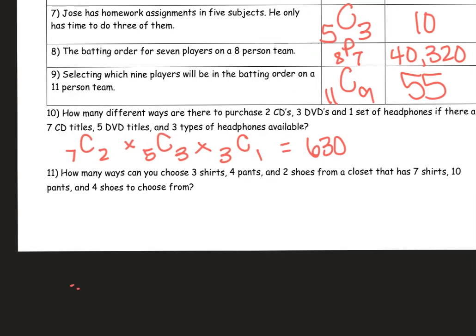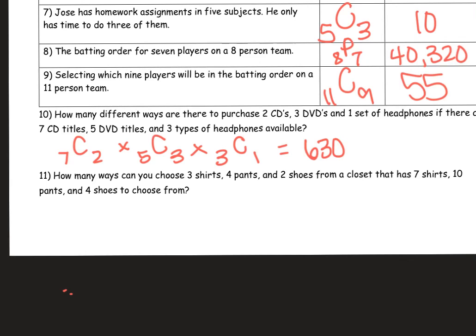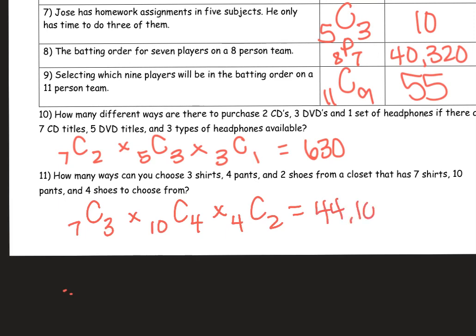All right. Number 11, how many ways can you choose 3 shirts, 4 pants, and 2 shoes from a closet that has 7 shirts, 4 shoes, and 10 pants, okay? So 7 shirts, and you're choosing 3. 10 pants, and you're choosing 4. And 4 total shoes, and you're choosing 2. When you multiply those together, you are going to get 44,100.